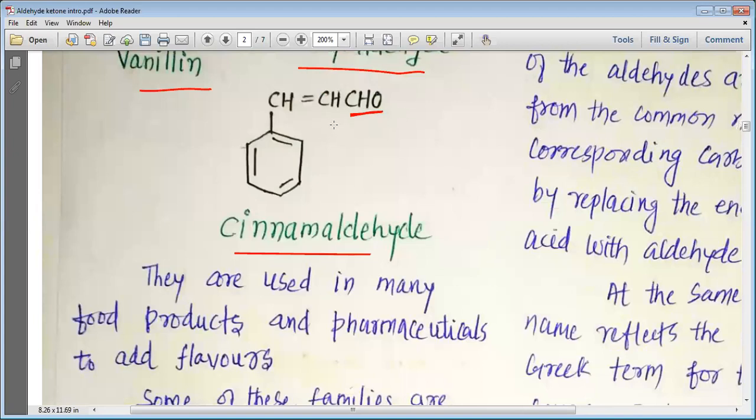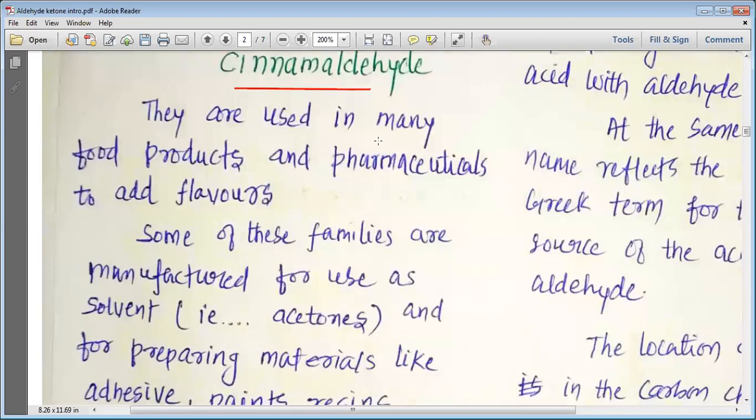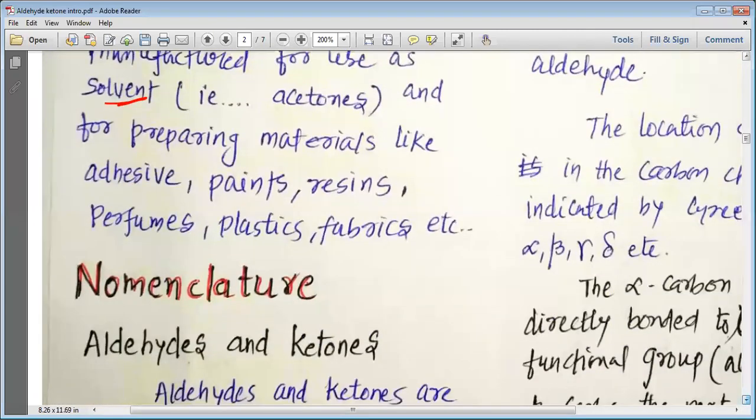So these aldehydes that we have seen add flavor, add smell, or are used as flavoring agents. They are used in many food products and pharmaceuticals to add flavors. Some of these families are manufactured for use as solvents. Some of the aldehydes and ketones are used as solvents. A very good example is acetone. Acetone is a well-known ketone.